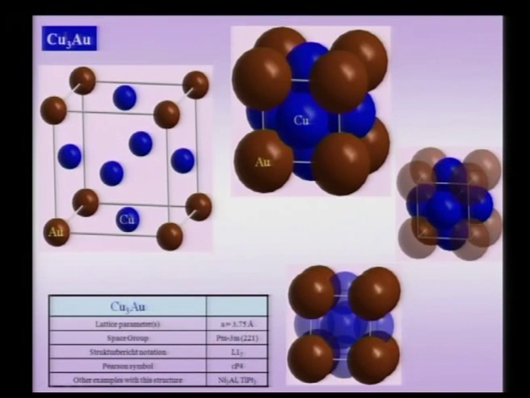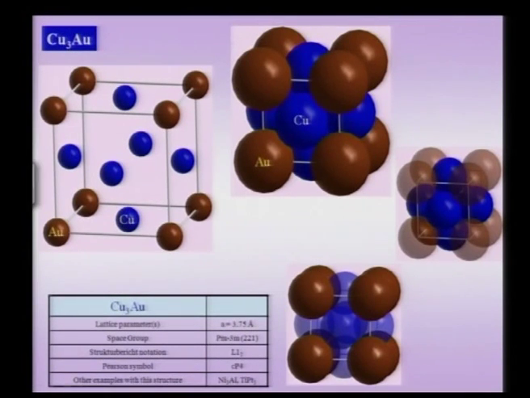Now the formula is Cu3Au, and let me try to locate my atoms within the unit cell. The gold atoms are all located at the corners of the unit cell. The copper is located at all the face centers. So again, if this is a lattice point, this is not a lattice point, and this is obvious looking at the environment of the atoms.